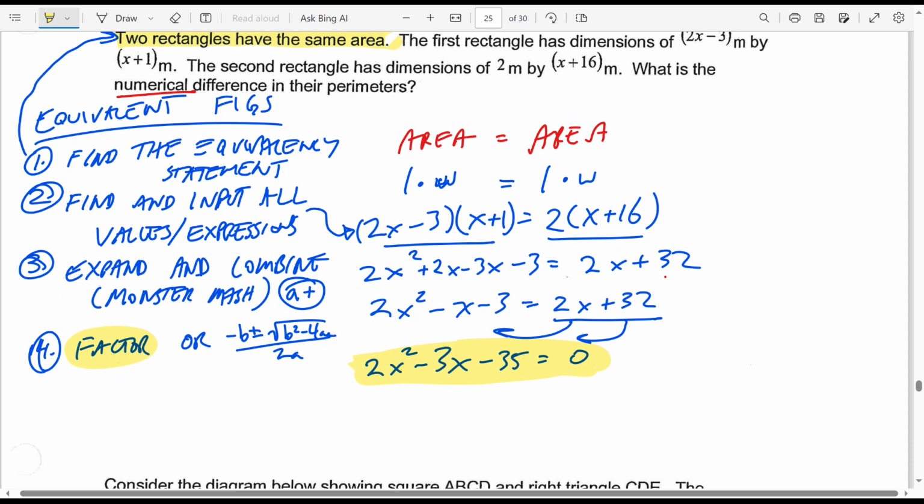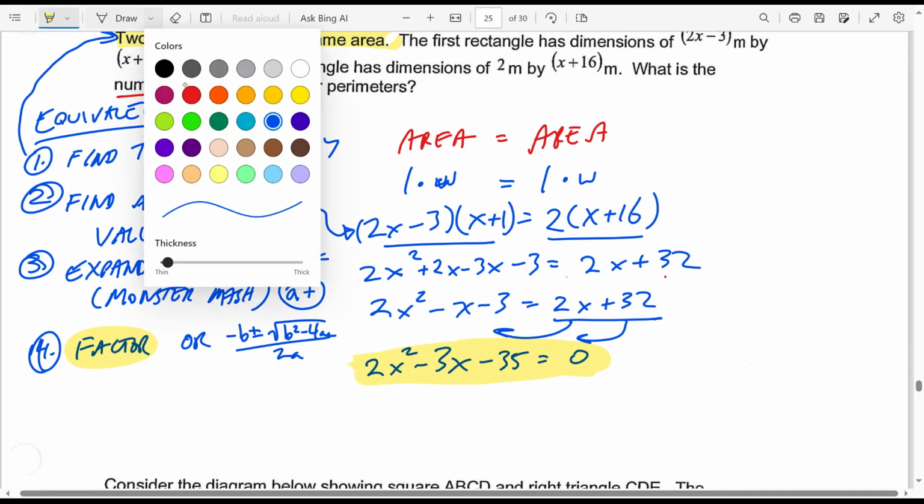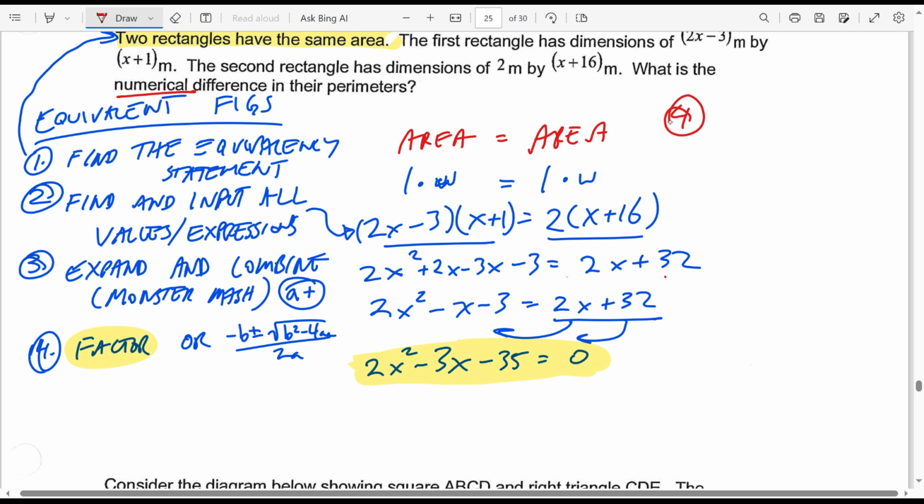But for right now, I think most of these, we don't need that skill. So now I want to go ahead and factor this guy. So step 4 is going to be go ahead and factor it. We're not going to quadratic equation it in this instance. We're going to factor it.